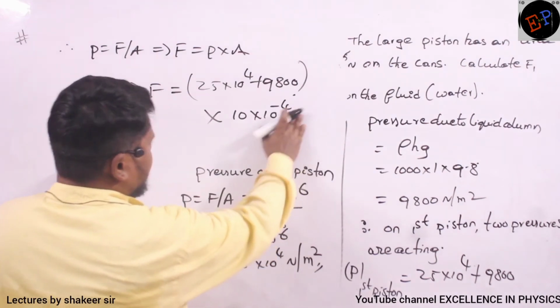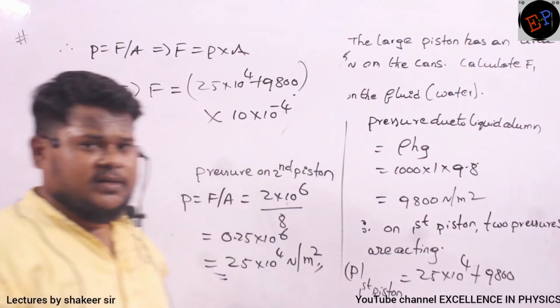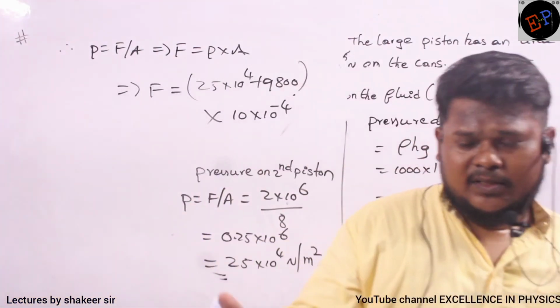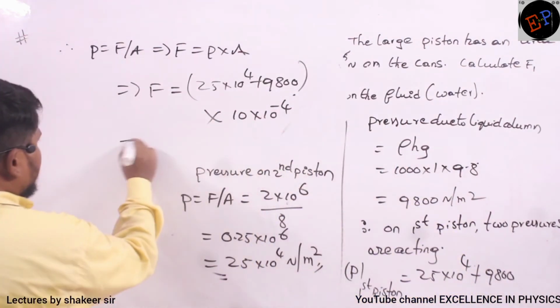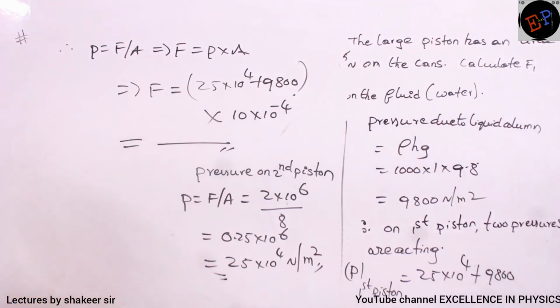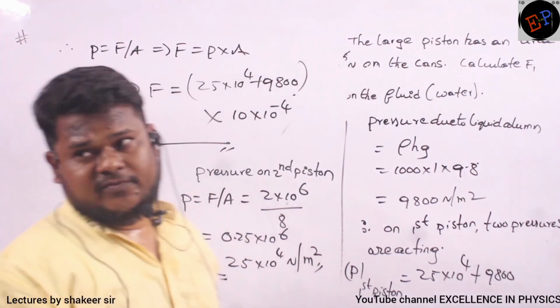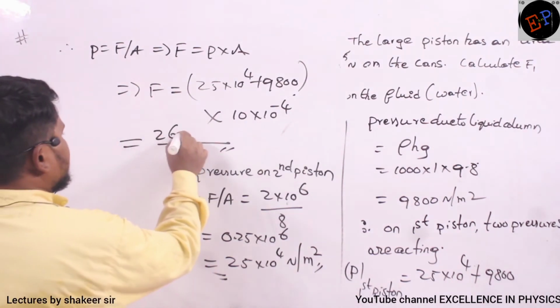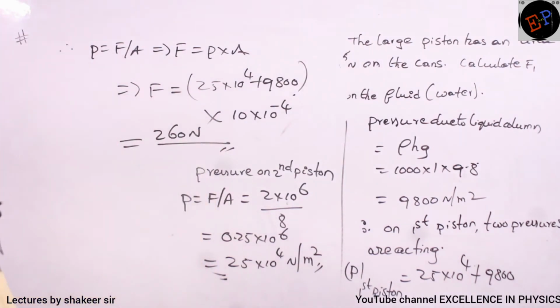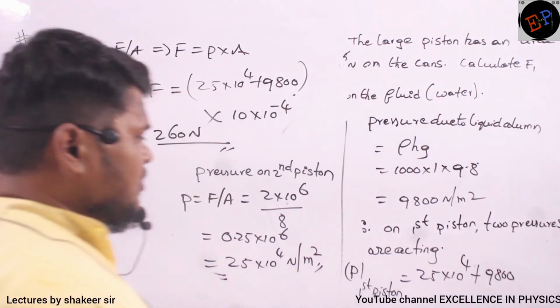Clear? 10 centimeter square here I have to convert into meter square, so 10 into 10 power minus 4 meter square. If you do this calculation, whatever answer you get will be the force acting on the first piston. The answer which he gave me is 260. So 260 is the answer. Have you understood how we have done the calculation?